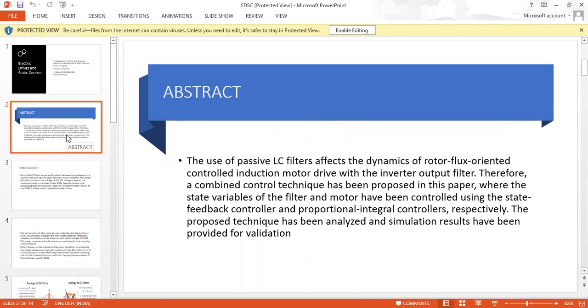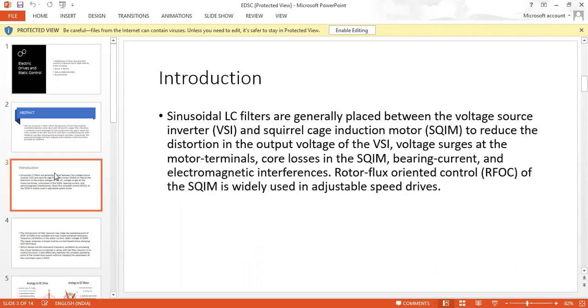Therefore, a combined control technique has been proposed in this paper, where the state variables of the filter and the motor are controlled using the state feedback controller and the proportional integral controllers respectively. The proposed technique has been analyzed and simulation results have been provided for validation. Let's talk about the introduction.